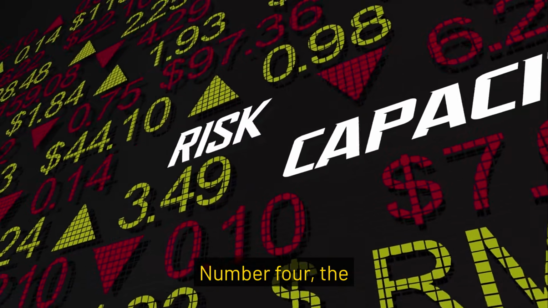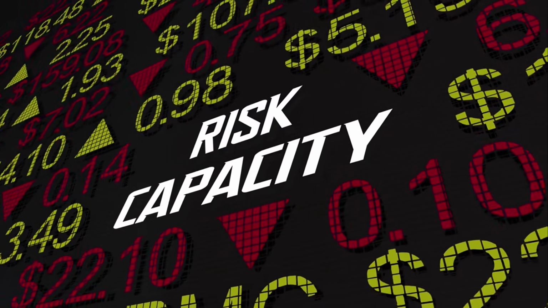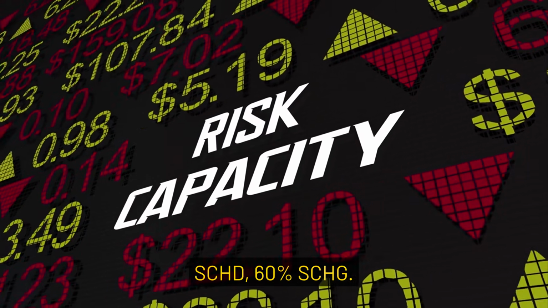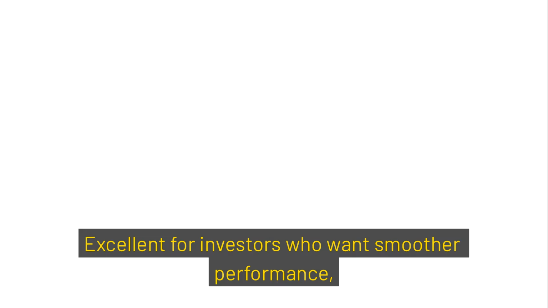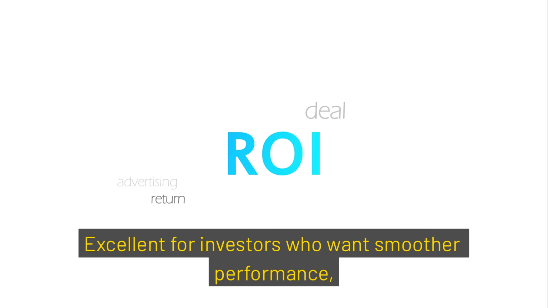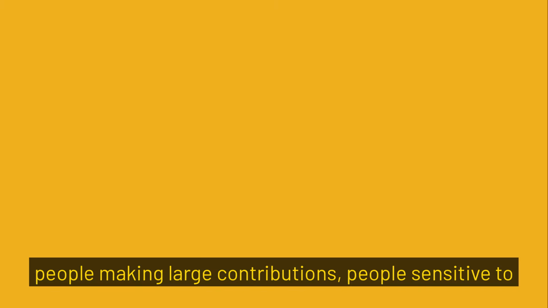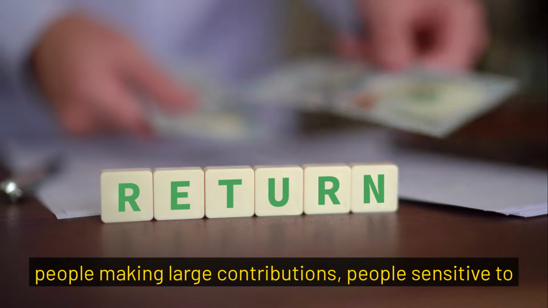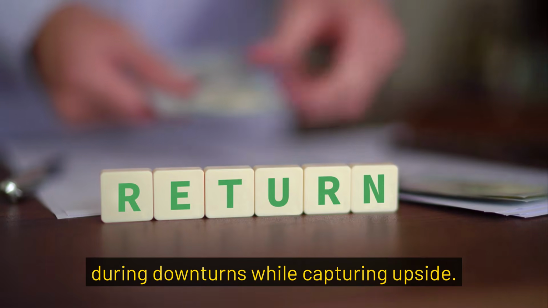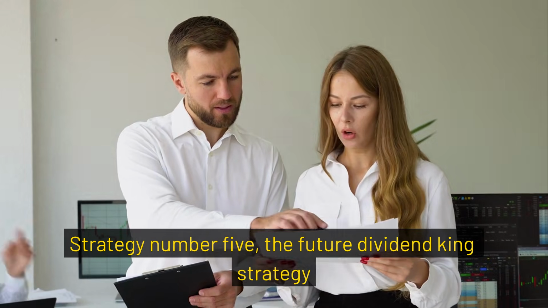Strategy number 4, the volatility buffer mix, 40% SCHD, 60% SCHG, excellent for investors who want smoother performance, people making large contributions, people sensitive to drawdowns. The blend protects during downturns while capturing upside.